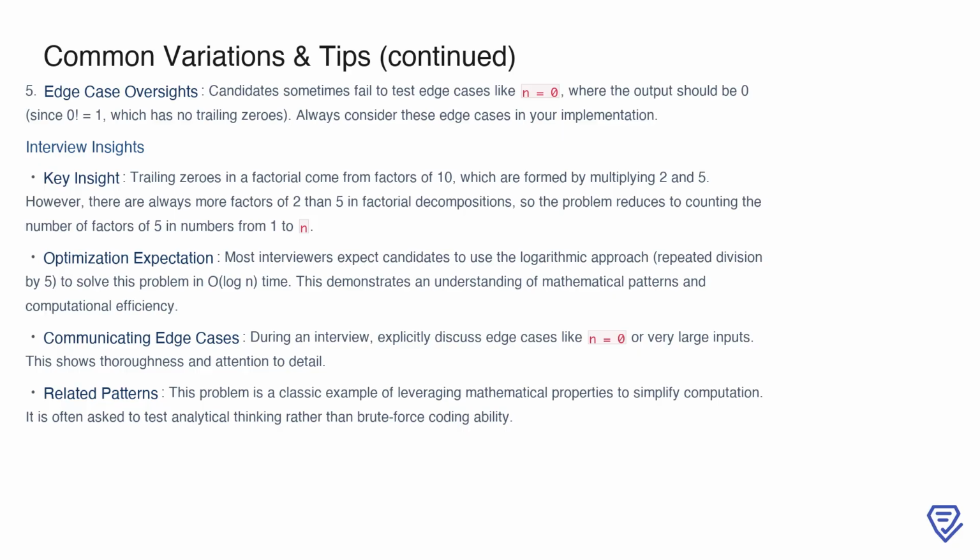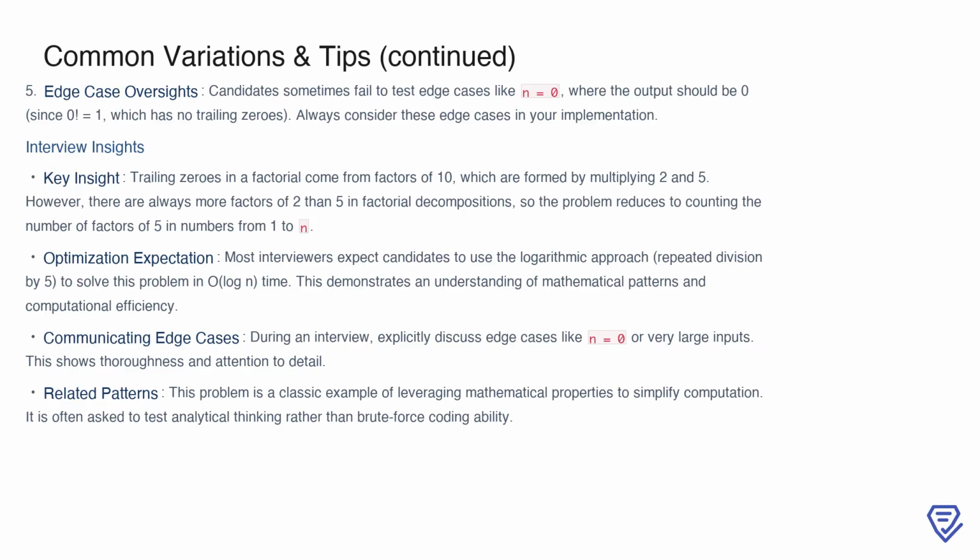Now, let's delve into insights that can help during interviews. A key insight is that trailing zeros come from factors of 10, which are formed by multiplying 2 and 5. Since factorial decompositions always have more factors of 2 than 5, the problem simplifies to counting the factors of 5 in numbers from 1 to n.